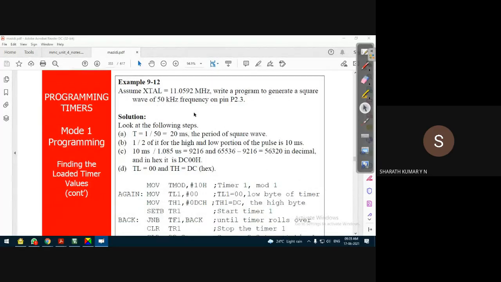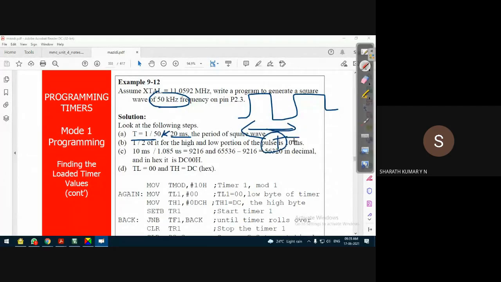For a square wave, whenever the frequency is given, we first have to convert it to the time period. Let's say 50 kilohertz, so the time period is 1 by 50 kilohertz, which is around 20 milliseconds. So the total time period is 20 milliseconds.